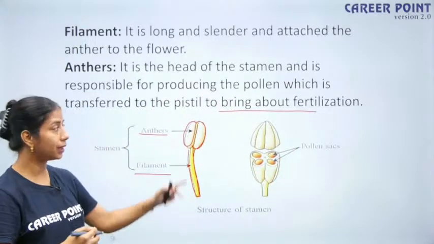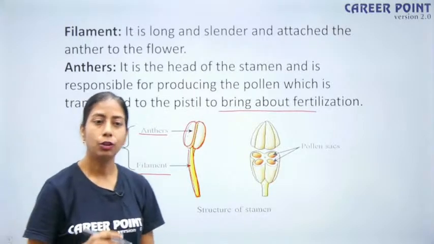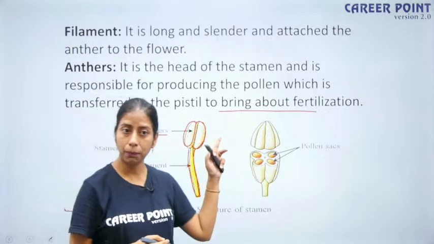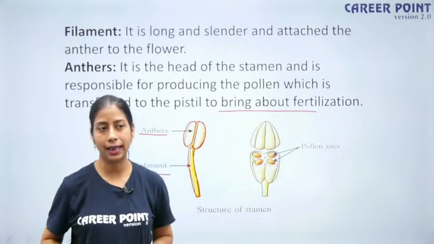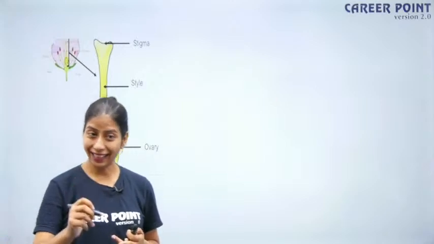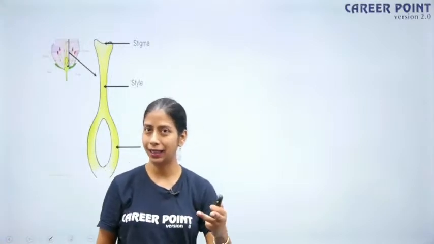अब आपने पूछा था ये पिस्टल क्या है, तो पिस्टल is our next topic. ठीक है अश्विन, आपने यहाँ पिस्टल पूछा है, अभी हम पिस्टल ही पढ़ने वाले हैं next। हमारा stamen खत्म हो गया, अब पिस्टल क्या है? Pistil is also known as carpel and it is the female reproductive part. Correct Sanskriti, it is the female reproductive part of the flower.